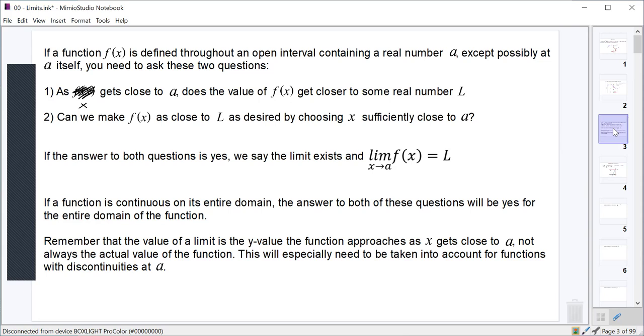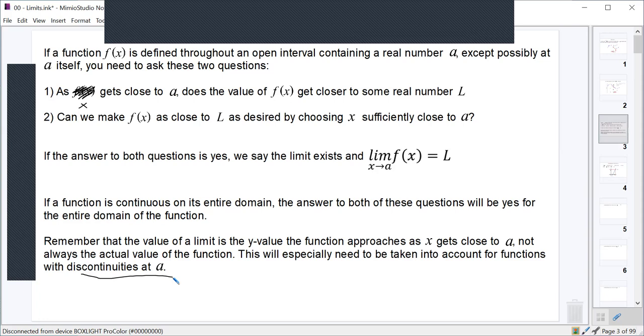Okay? And it's important also for us to remember that the limit is not necessarily going to be the actual value of the function at a. Sometimes it will be, and sometimes it will not be. Sometimes the function won't be defined at a. So when we have functions that have discontinuities at a, we're going to have to take some special care with those limits. And that's our really basic introduction to limits.